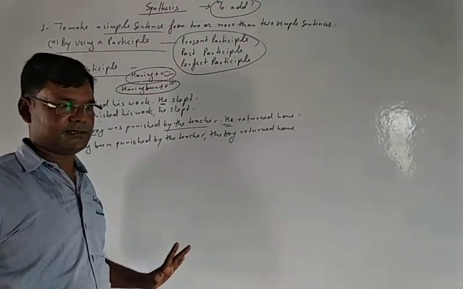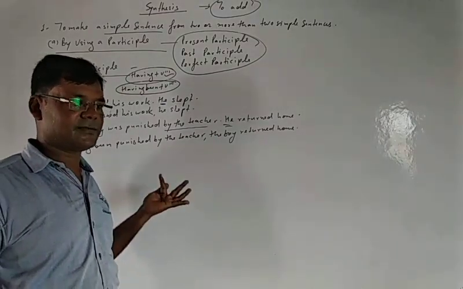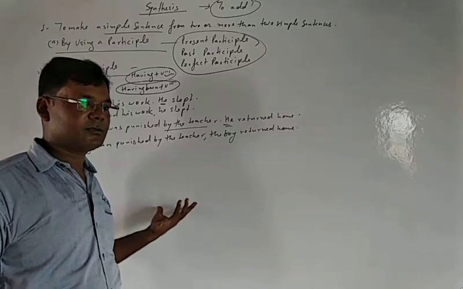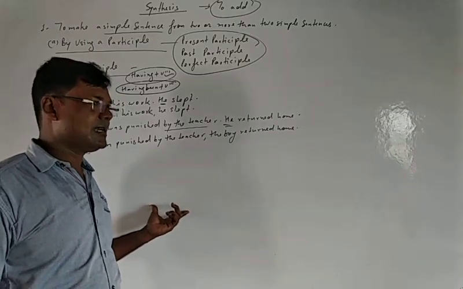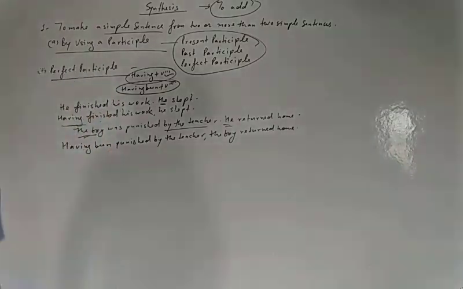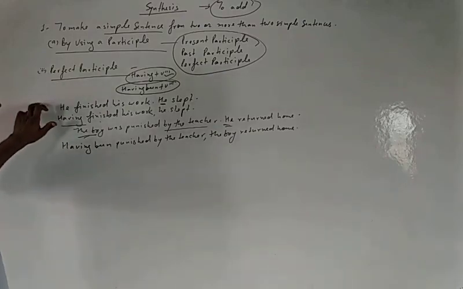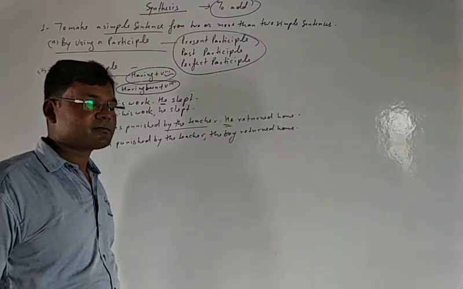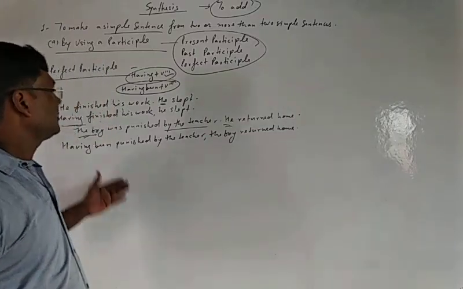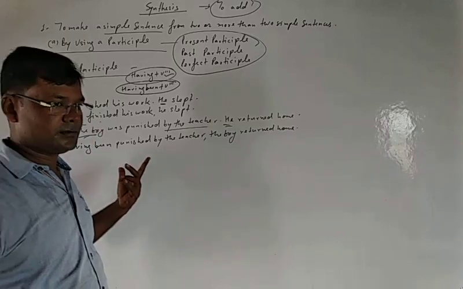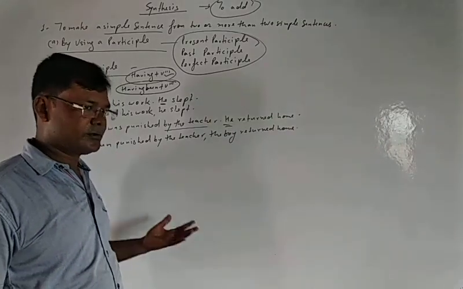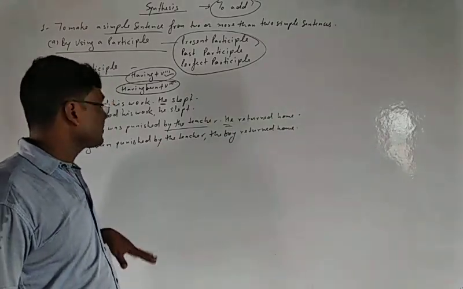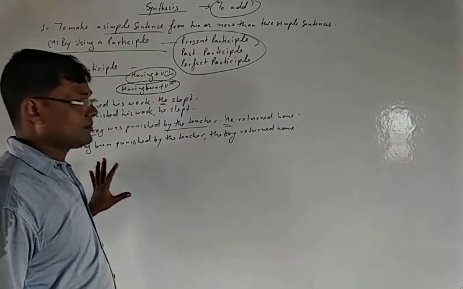So this was the first rule of simple sentence, to make a simple sentence from two or more simple sentences, and we have proceeded at the first step. This was the first step by using a participle. In the next video we will learn the second rule, third rule, fourth rule, which will come. We will read them one by one.